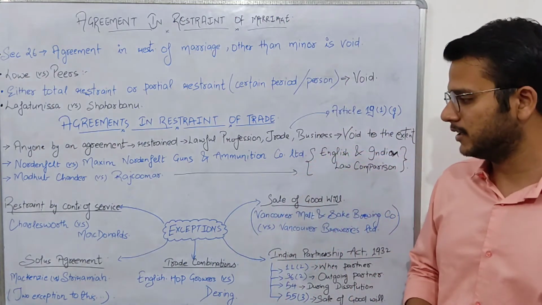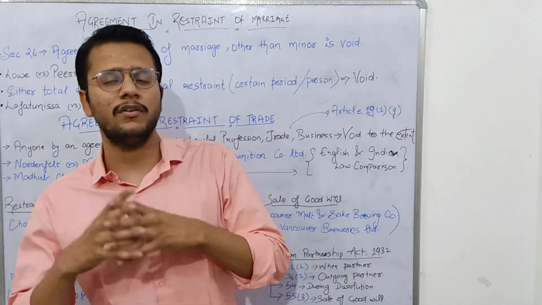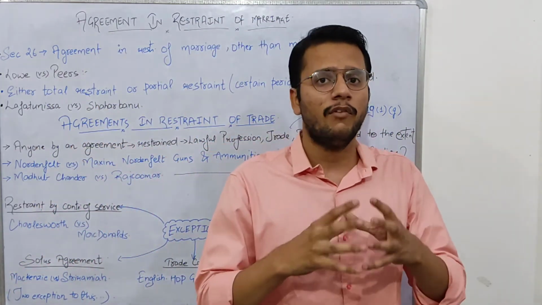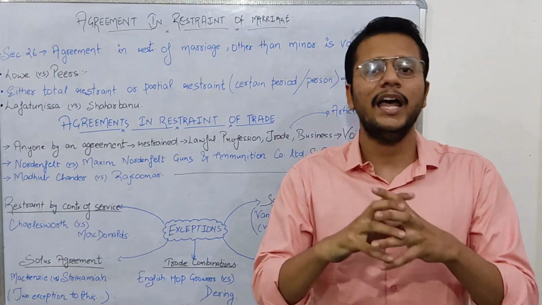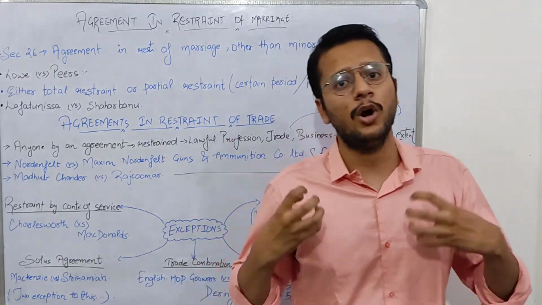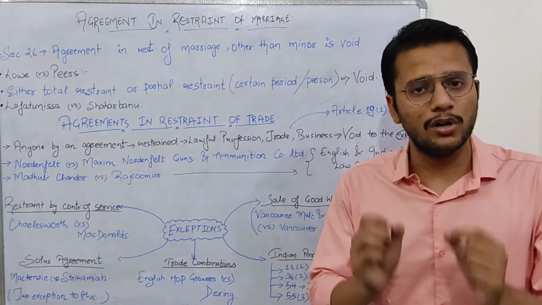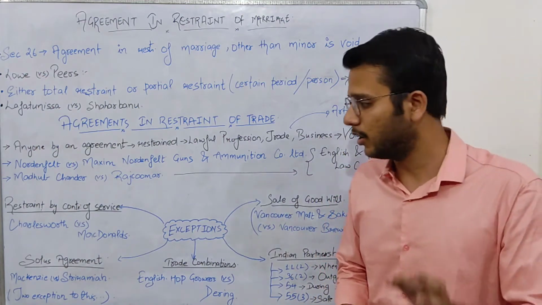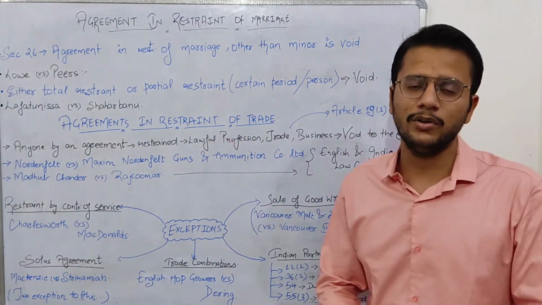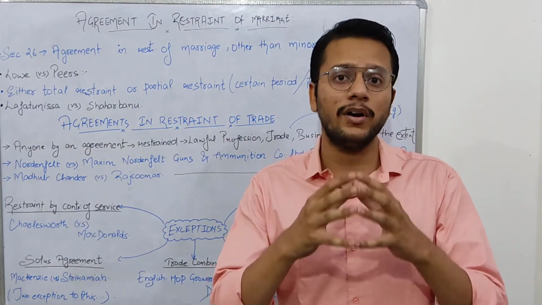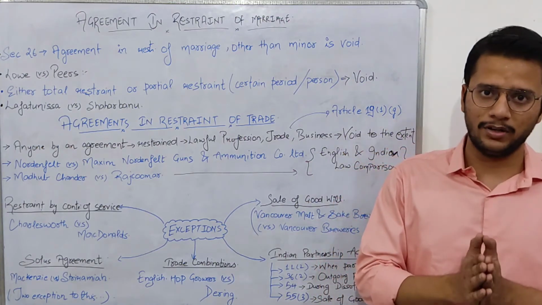Last point, last exception is trade combinations. Sometimes, to reduce the competition between the producers of a similar kind of product, people form associations, form combinations, so that they fix a particular rate and all sell their products in the market without any competition between them. That happens in a trade combination. This kind of agreement is also not considered void and not against section 27, because here also it is for the benefit of the sellers and the buyers. They are not doing anything against public policy.